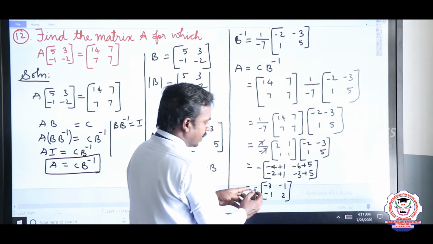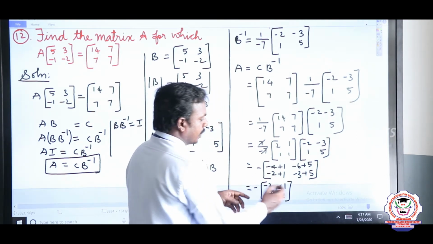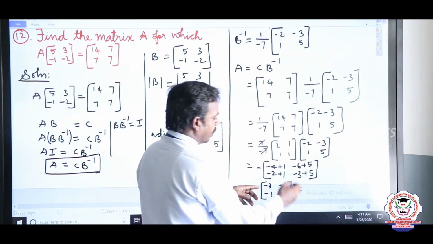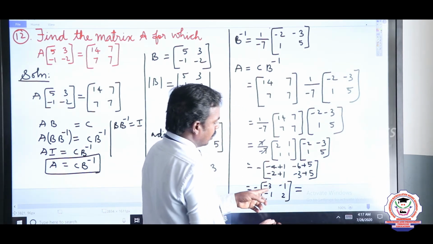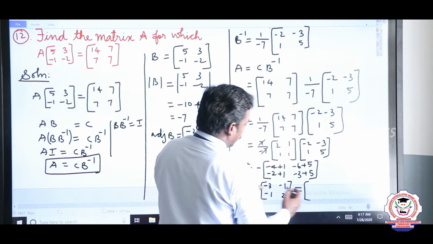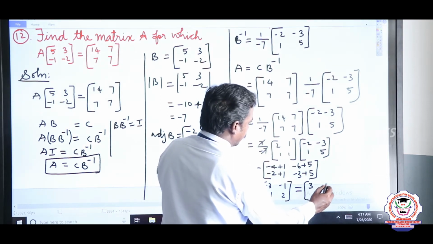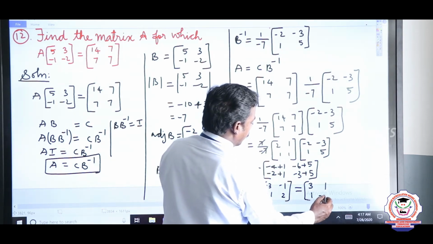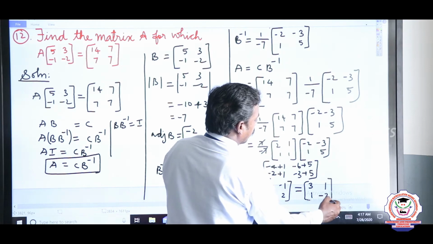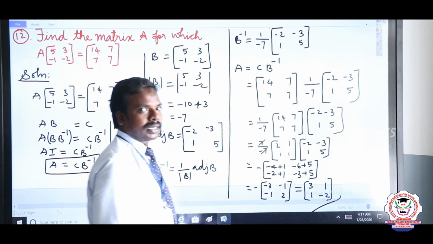Now, you take this minus into the matrix. If you multiply by the minus, every element will change sign. Listen, plus 3, plus 1, plus 1, minus 2. So, this is the required matrix, that is the A matrix.